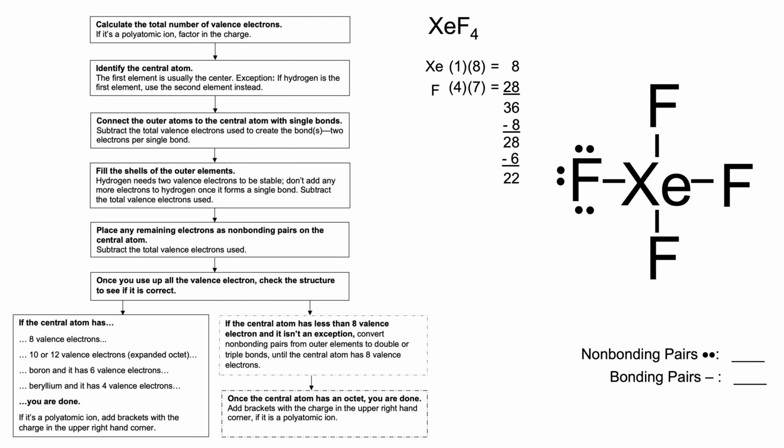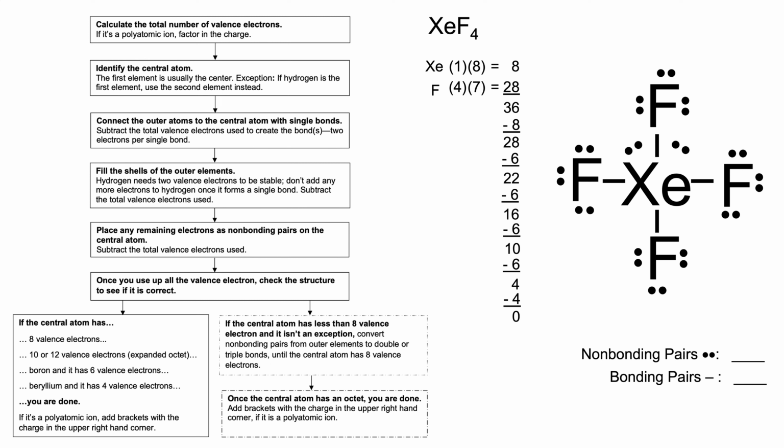So I have 22 left over. Now I have 16. Now I have 10. And now I have 4 left over. So I'm going to place those 4 remaining electrons as non-bonding pairs on the central atom. So I'm going to add 2 non-bonding pairs onto xenon. I'm giving these non-bonding pairs their own real estate. I'm keeping them apart so I can clearly see that there's 2 non-bonding pairs on that central atom.